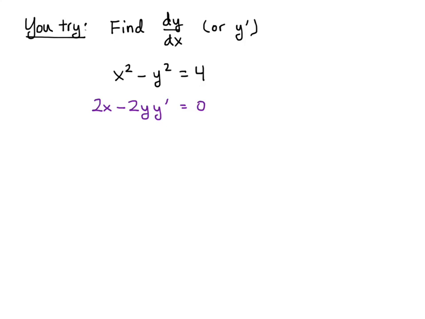So, take the derivative of x squared minus y squared, so we get 2x minus 2y y prime. And so we get something very similar to what we had with the circle, except now the negatives will cancel out ultimately, and we'll get the derivative, the slope, equals x over y.